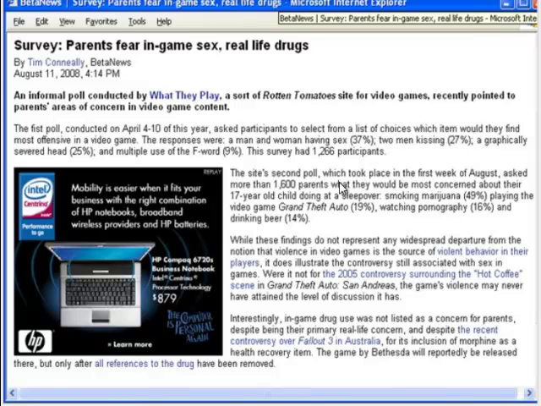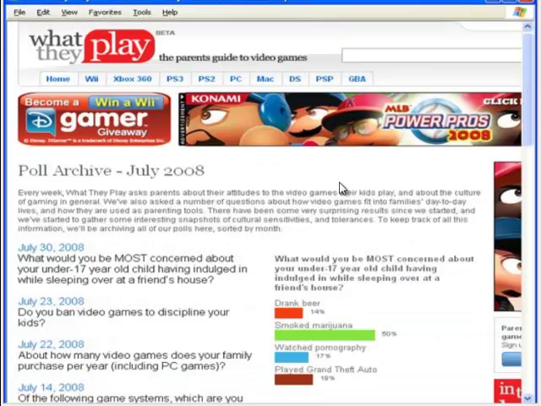Okay, here's a little example of an article, and this is about a poll conducted by a website. This is about parents concerned about video games. And if you notice, they have 2 different polls that they're talking about here. If you think about how these surveys were conducted, here's the What They Play website. Even in order to know that this was there, you would have to be probably a parent that was concerned about video games, even to find this website.